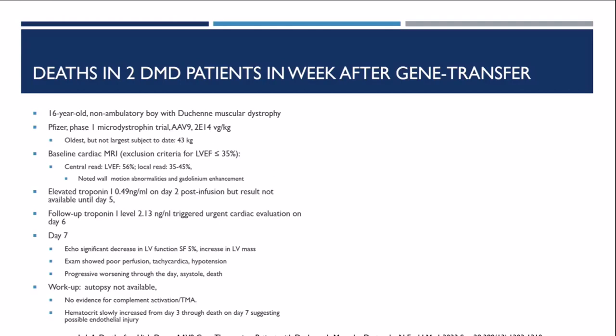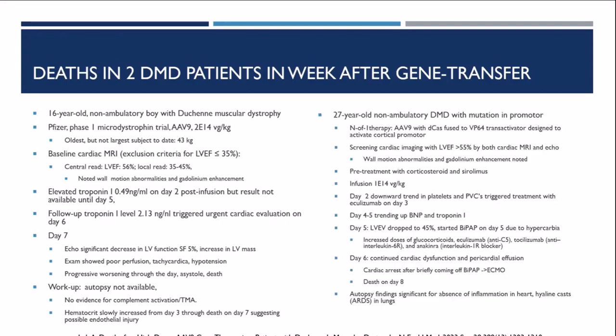He had his first troponin elevation that was first seen at day 2, but we didn't actually have that result until day 5. And then follow-up troponin testing showed marked elevation in his cardiac troponins. We saw him for rapid cardiac evaluation after that. He looked really terrible, and through the course of the following day, he just had sudden complete cardiac failure and died hours later. We don't have autopsy data from that case, but we do have an autopsy case from this other case, a 27-year-old non-ambulatory Duchenne patient with a really N of 1 therapy.